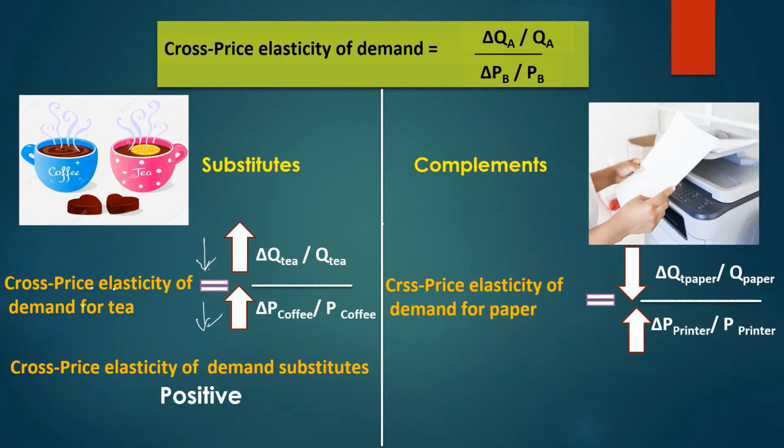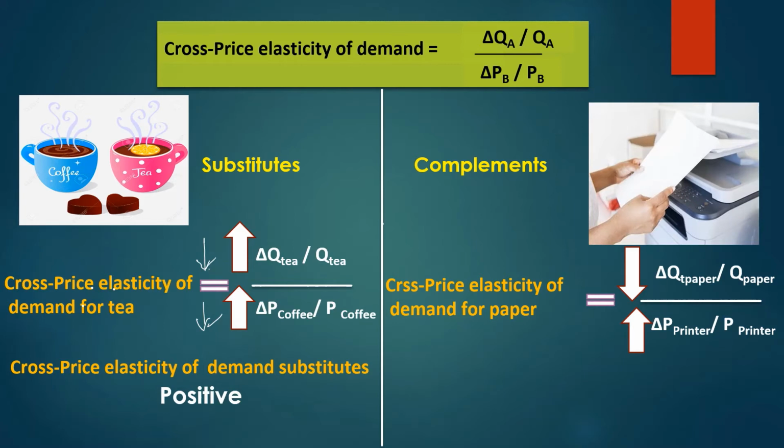So you can see that both of these quantities, in the numerator and in the denominator, are moving in the opposite direction. So if one is increasing, the other one is decreasing.